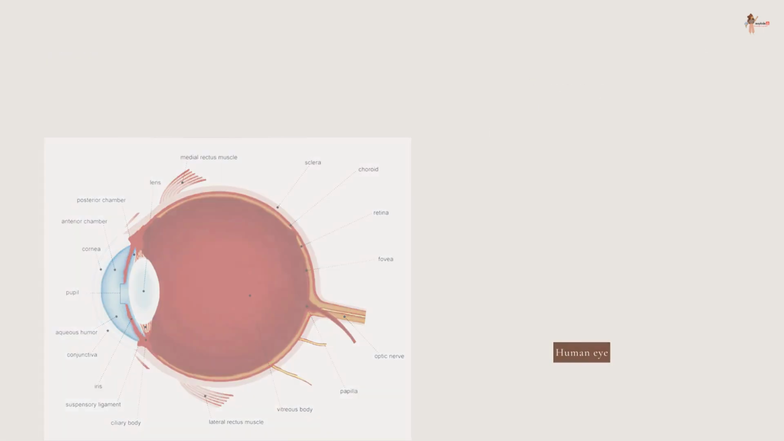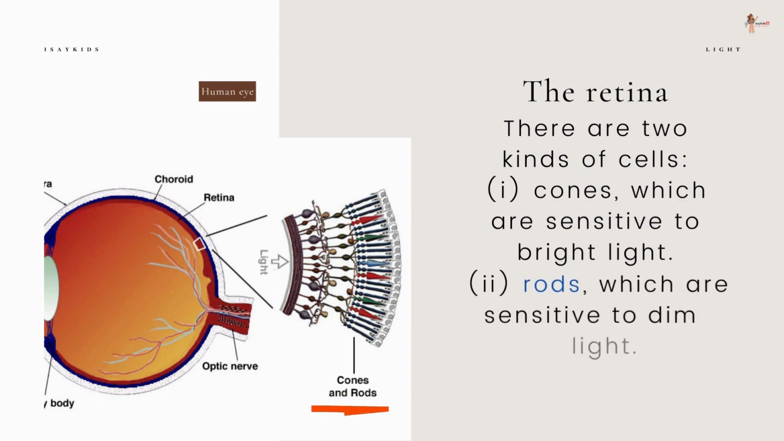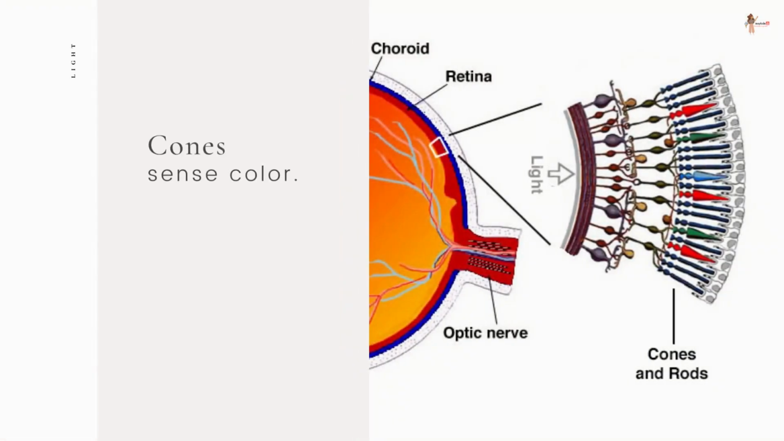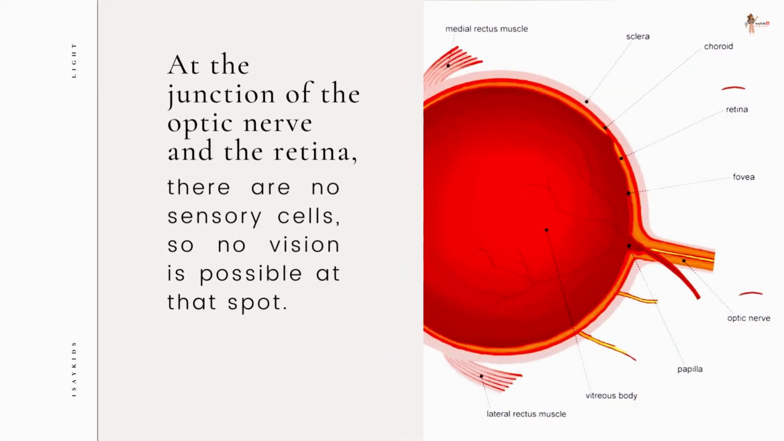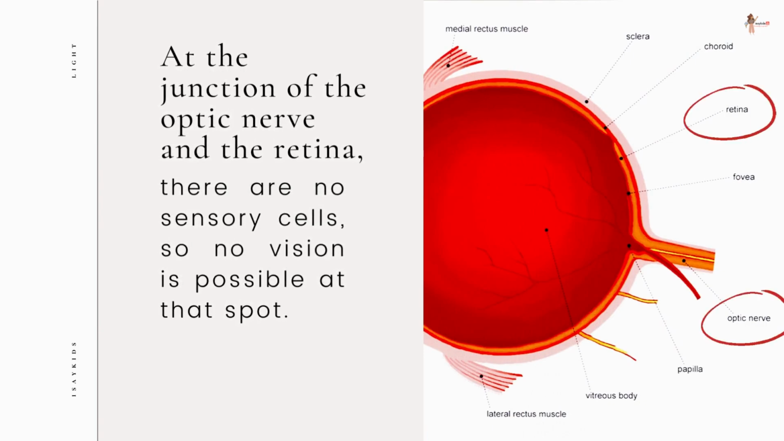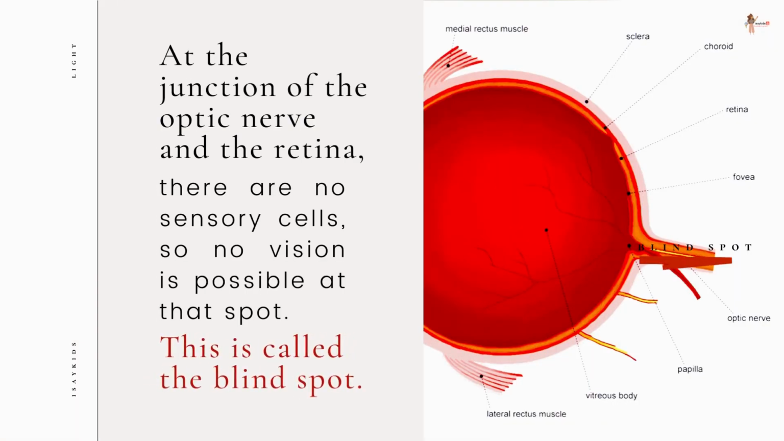There are two kinds of cells: cones, which are sensitive to bright light, and rods, which are sensitive to dim light. Cones sense color. At the junction of the optic nerve and the retina, there are no sensory cells, so no vision is possible at that spot. This is called the blind spot. Its existence can be demonstrated like this.